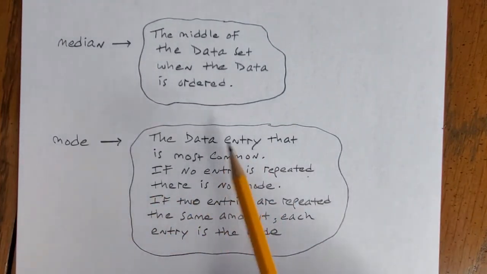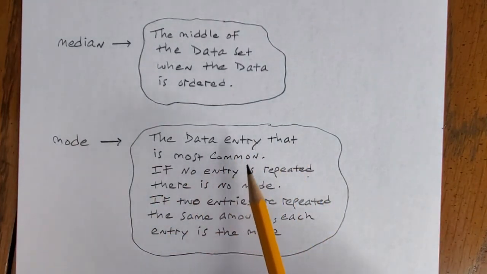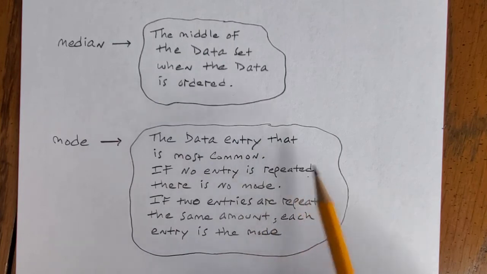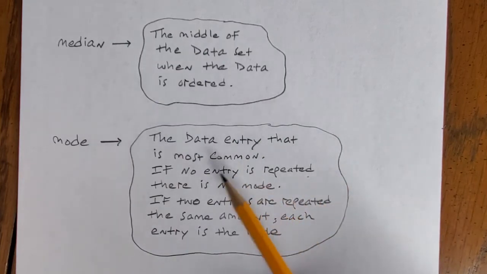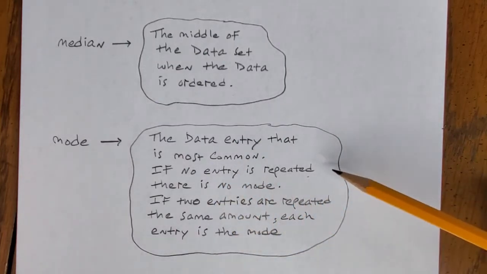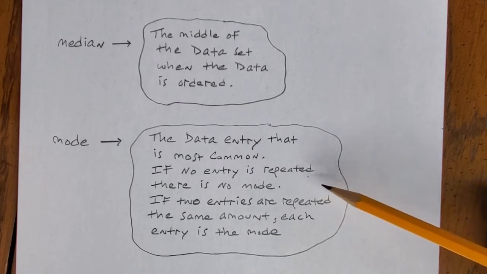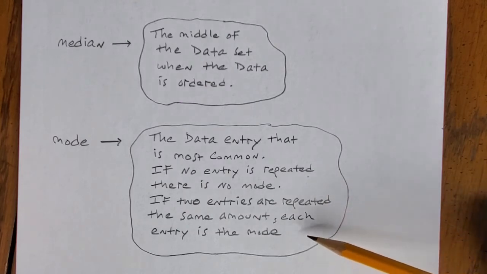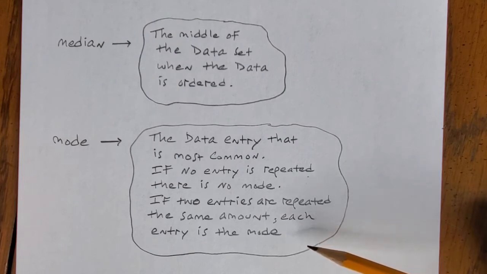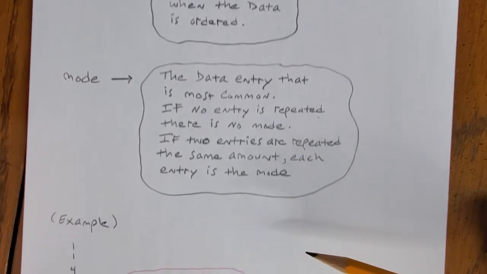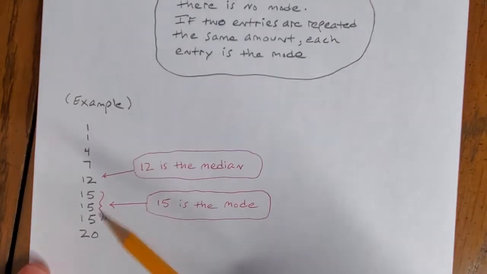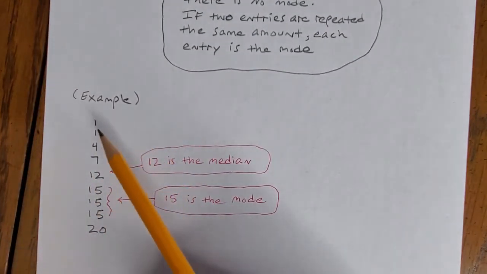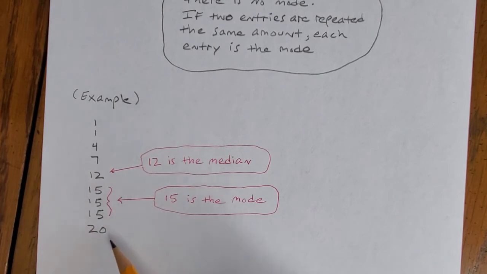And the mode is the data entry that is the most common or the most frequent, okay? Some fine print to that. If no data entry is repeated, there is no mode, okay? And if 2 entries are repeated the same amount, then each entry is the mode, okay? All right, so let's do this. Let's say here's my sample data set. And these numbers are just numbers I've put on paper for the sake of example, all right?